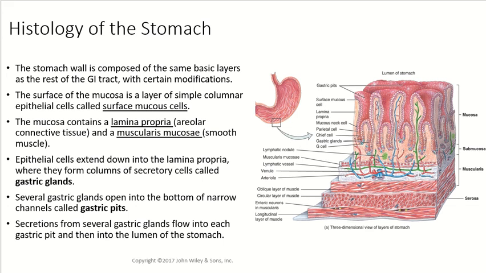The epithelial cells are going to extend downward into the lamina propria, where they're going to form columns of secretory cells called gastric glands. Several gastric glands are going to open into the bottom of narrow channels that are called gastric pits. And the secretions from several gastric glands are going to flow into each of these gastric pits and are then going to flow into the lumen of the stomach.